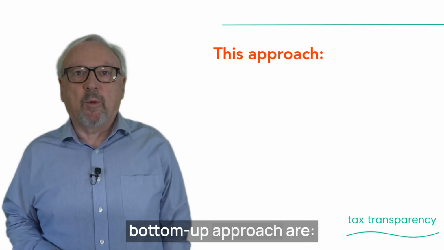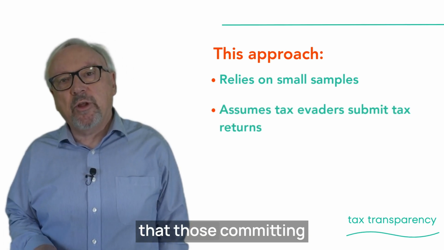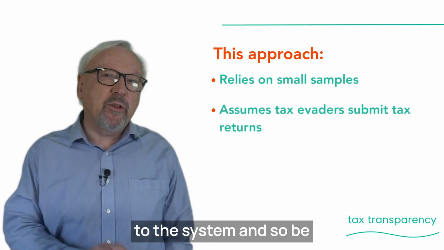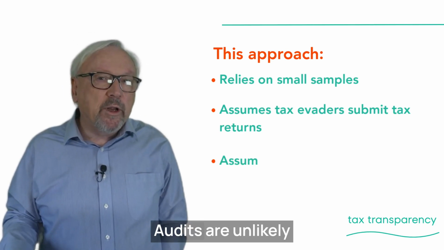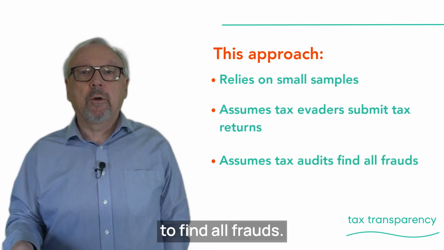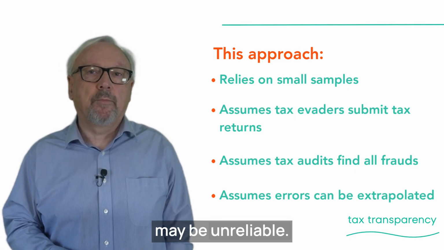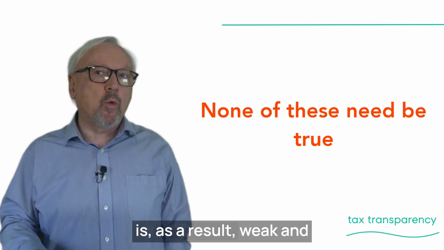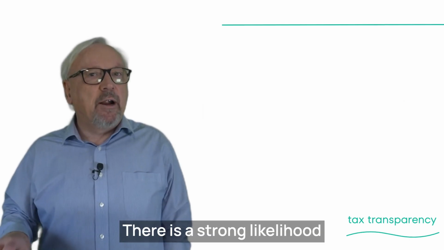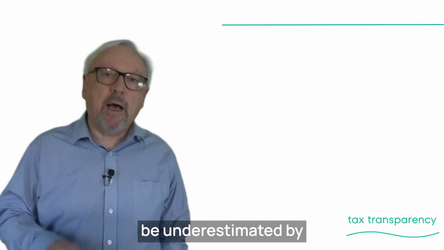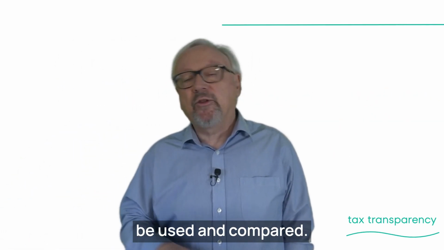The problems with this bottom-up approach are audit sample sizes tend to be small. The approach assumes that those committing tax evasion will be known to the system and so be capable of being audited. This may not, of course, be true. Audits are unlikely to find all frauds. Audit samples may not be representative, meaning extrapolations may be unreliable. Statistically, this method is as a result weak and unlikely to produce very reliable estimates of the tax evasion tax gap. There is a strong likelihood that this tax gap will be underestimated by using this approach. In that case, both methods should ideally be used and compared.